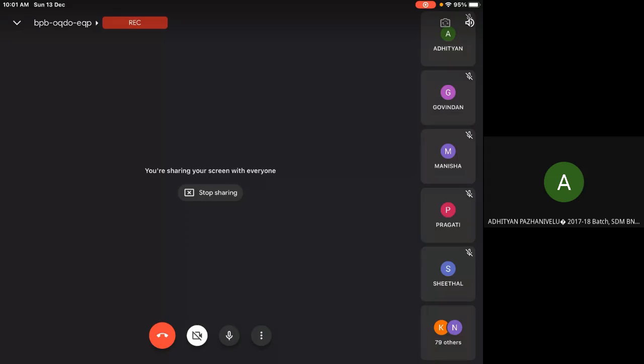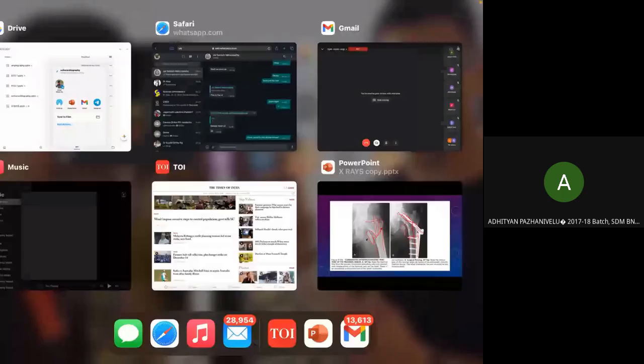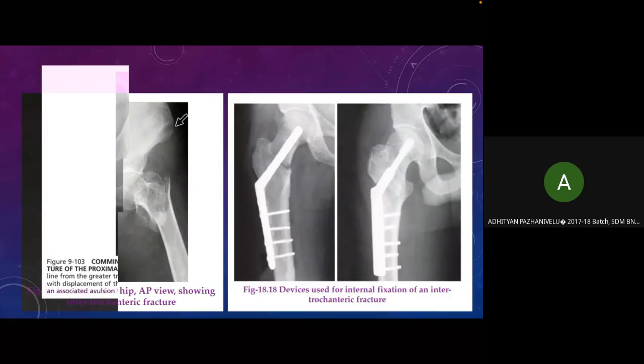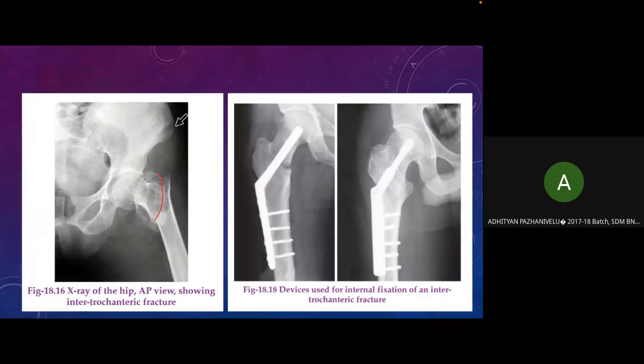The normal neck shaft angle is about 125 to 135 degrees. So when you are doing this correction, they have to see that the angle comes about the same. That is, you usually go with a 130-degree angle while fixing the neck of femur fracture. This is another fracture showing an intertrochanteric fracture. These are common devices which are used.